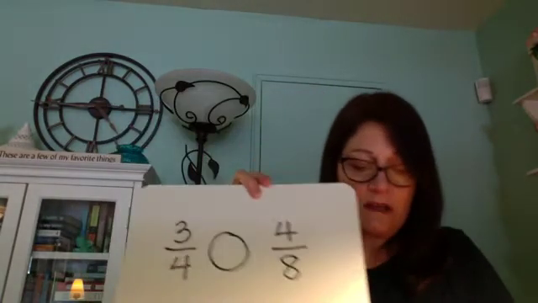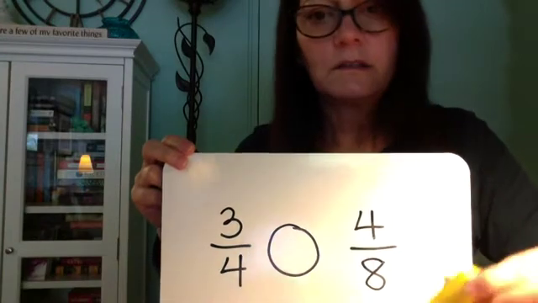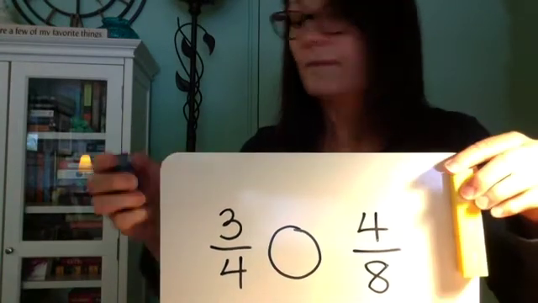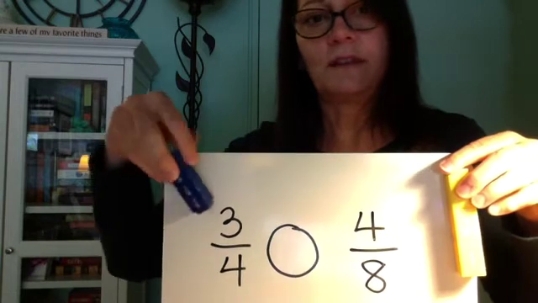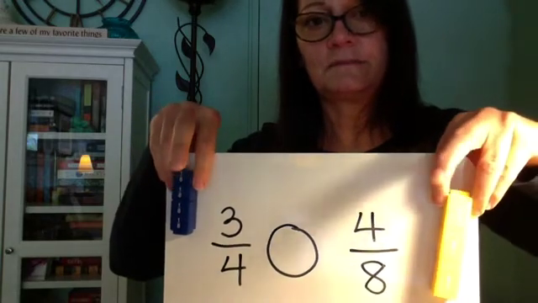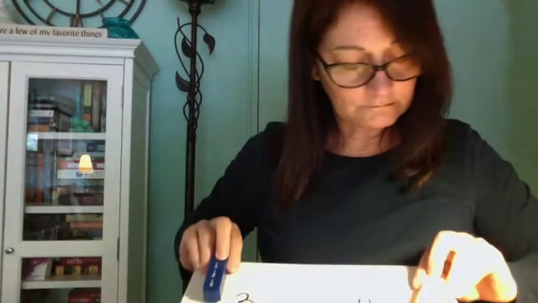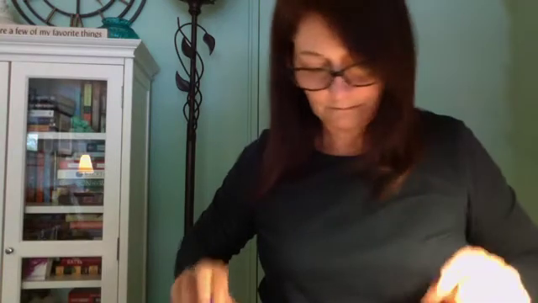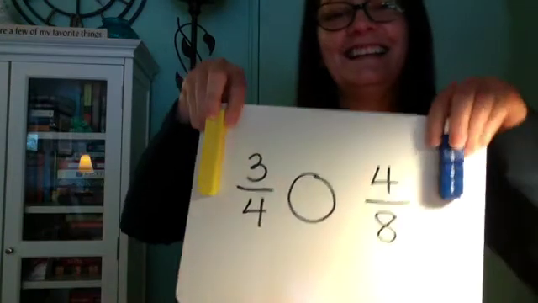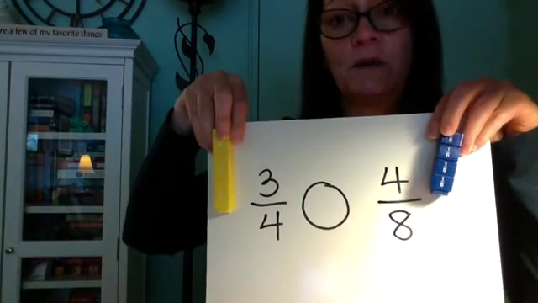All right? Okay. 3/4. This is 4/8. Can you see the difference? The eighths are smaller pieces. This is upside down. How's that? Better? Okay. 3/4 are bigger pieces because you only need 4 to make one whole.